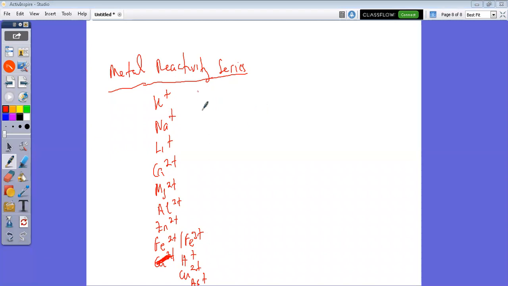So this is the most reactive, and this is the least reactive. Most reactive, least reactive. Clear now? Okay. Let's stop there. We'll explain how that works in the next lesson.